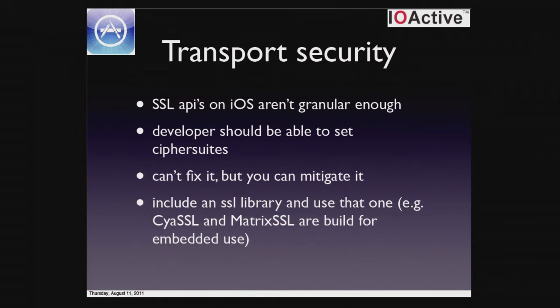So the problem basically is that the APIs just aren't granular enough. They should export some method or a list of things where you can set the cipher suites, but at the present time, they're not there. Hopefully, in the future, that'll change, but presently, you can't do that. So there's no way to fix it. You can mitigate it by not using the native embedded SSL stack and just compiling in OpenSSL, or if you don't want to use OpenSSL, there's a bunch of embedded SSL stacks which you can use, like CyaSSL and MatrixSSL. They have a very small footprint, and you could easily embed those in your mobile applications.